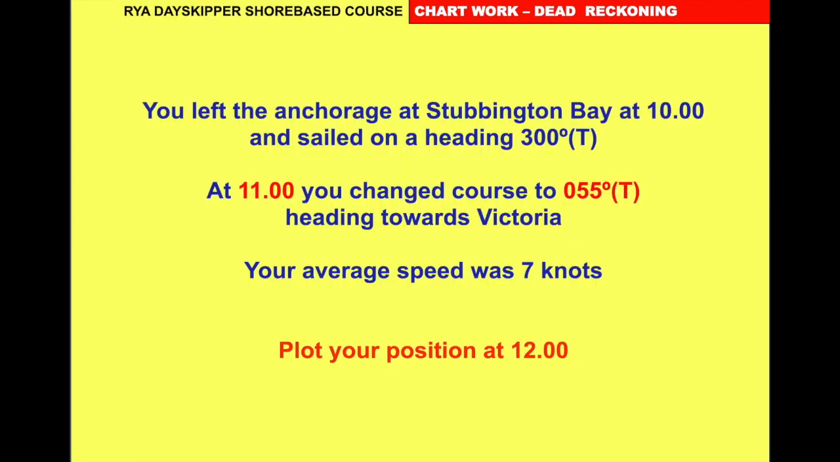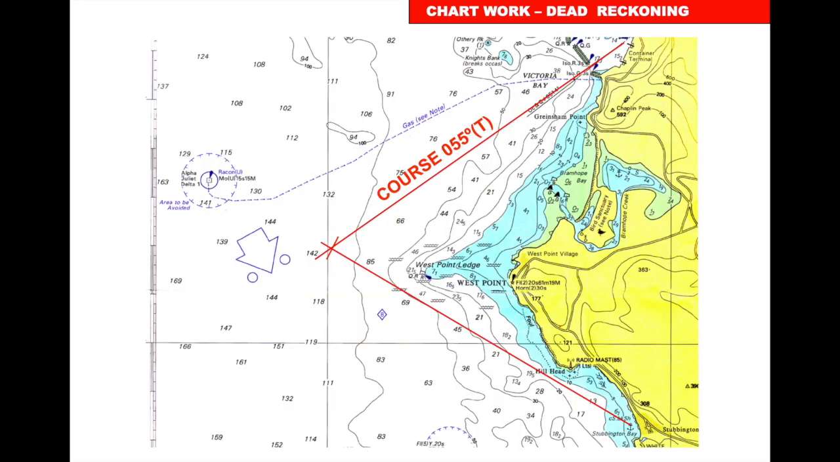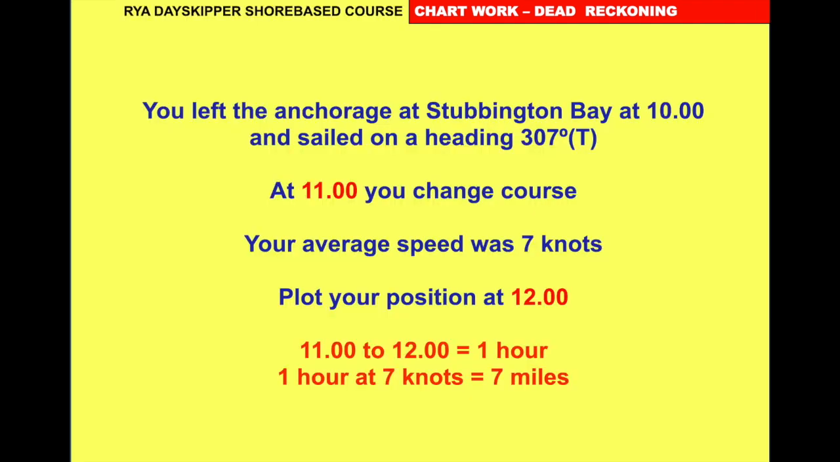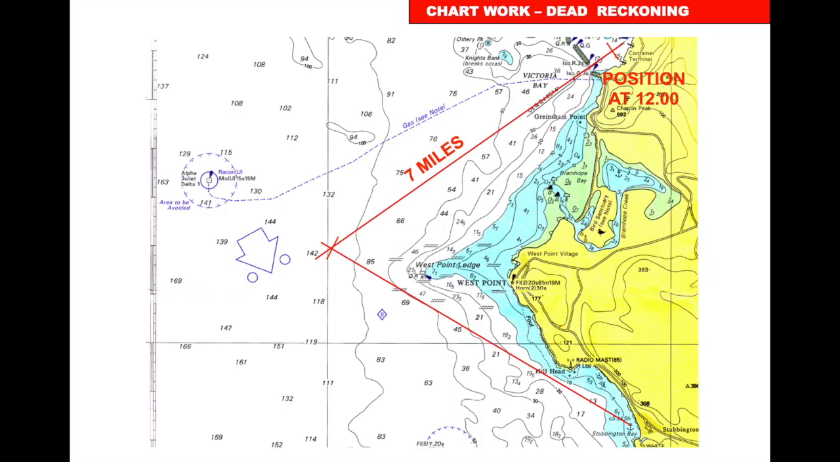So if we look at the second part, we've changed course to 055 degrees true and we're heading towards Victoria. Our average speed is 7 knots. Plot your position at 12 o'clock. So we put the new line on the chart at 055 using our plotter. We've gone for another hour, so it's another 7 miles because we're doing 7 knots, which is 7 nautical miles per hour. So there it is. Put our new course on, go through the harbour at Victoria and mark off 7 miles, and that's our position with our dead reckoning after 7 miles.